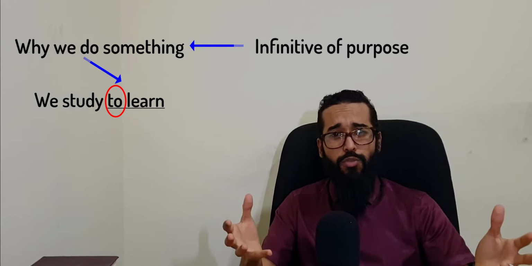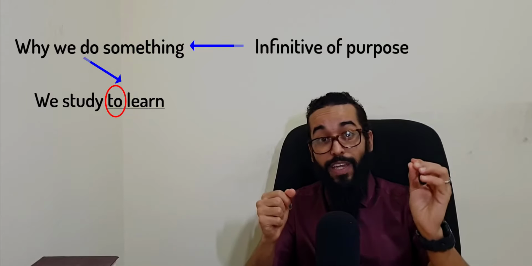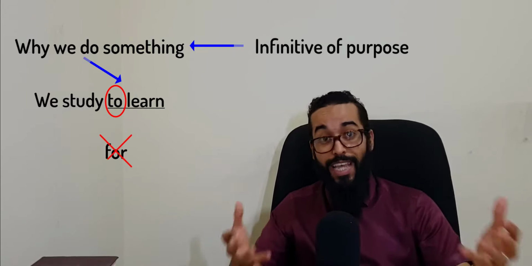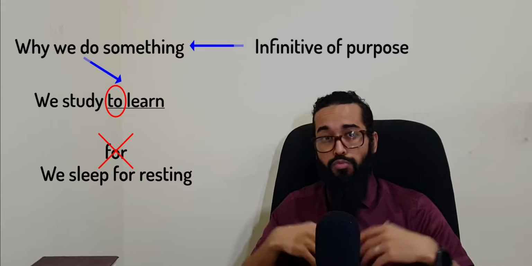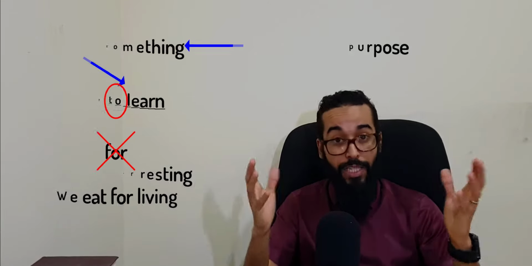But what is the issue with this? We often hear speakers of English use for instead of to. For example, we sleep for resting or we eat for living, which are absolutely incorrect.